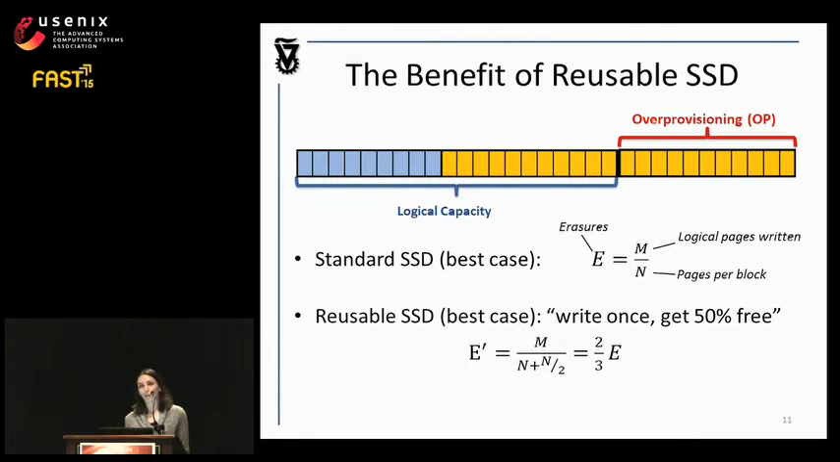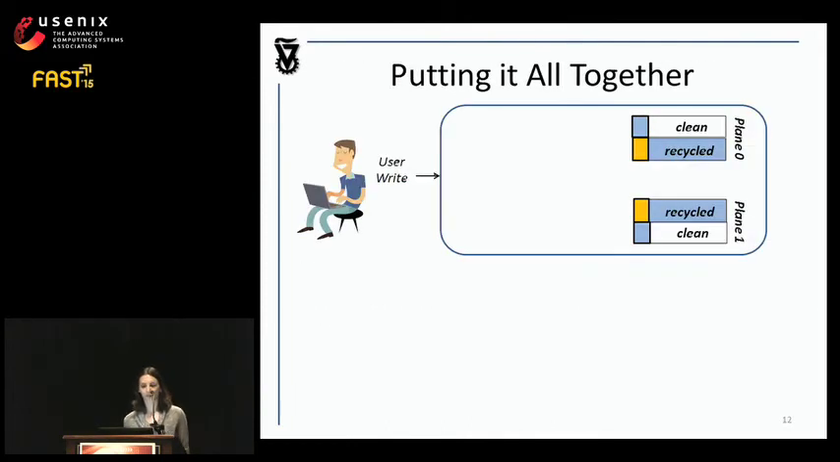So you divide the number of logical data pages by the number of pages per block plus 50%, and you get 2/3 of the original erasures. That's a reduction of 33% in the number of erasures. Okay, so let's put it all together.